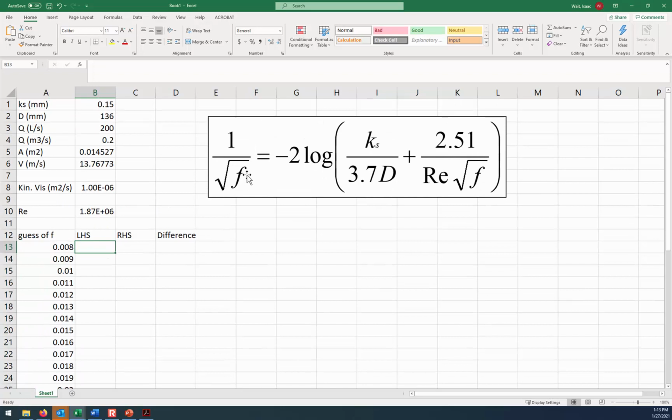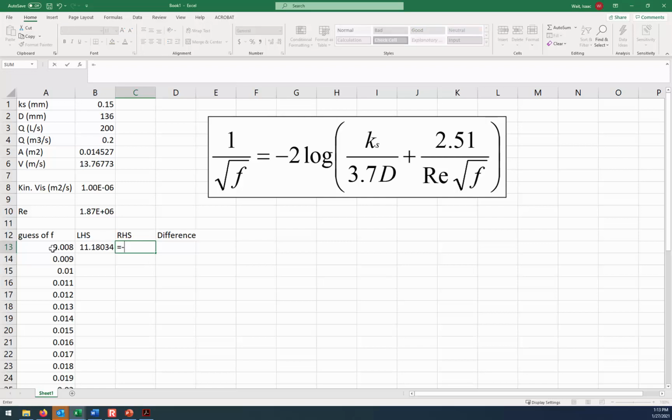And I'm going to automate calculating the left-hand side of the equation. So on the left-hand side, I just have equals 1 divided by square root of f. So this is the left-hand side of the equation if f is that. Now I'll also calculate the right-hand side of the equation using this guess of the f value.